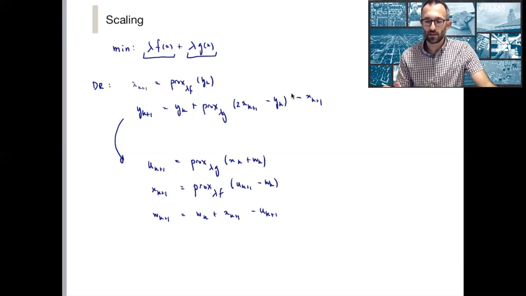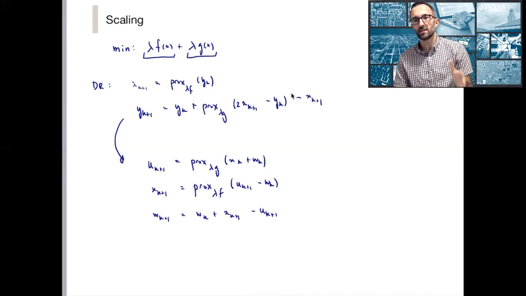As long as lambda is positive, we're going to have convergence, but the algorithm itself is not invariant. And remember, the trade-off of choosing different lambda is that the prox operator is going to be doing something different. So again, this is not invariant with respect to scaling.